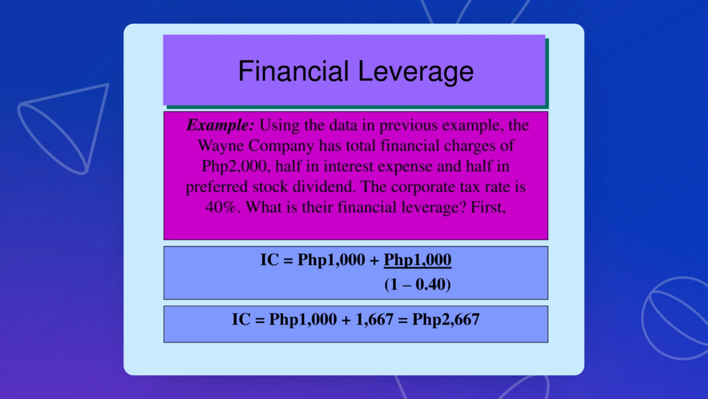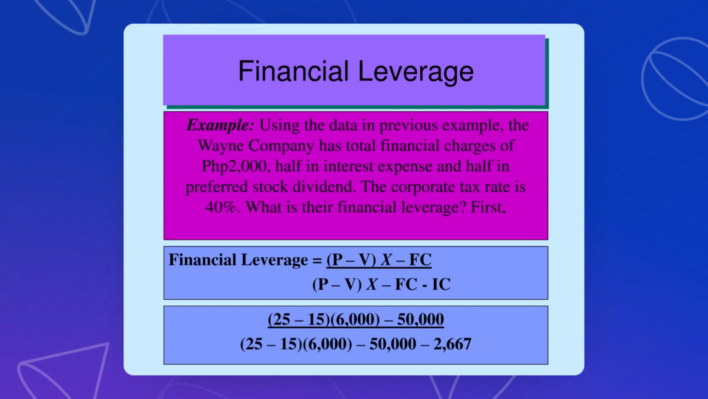No problem in terms of the interest. It is basically 1,000 already. But in terms of your preferred stock dividends, it is to gross up, no? That's why 1 minus 0.40, meaning class, tax. So how much now would be your interest charge? 1,000 plus 1,667. Interest charge is 2,667. That would be your interest charge.